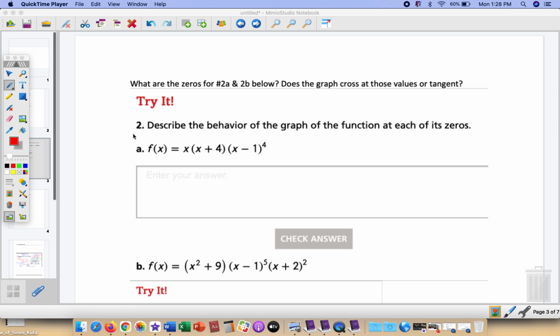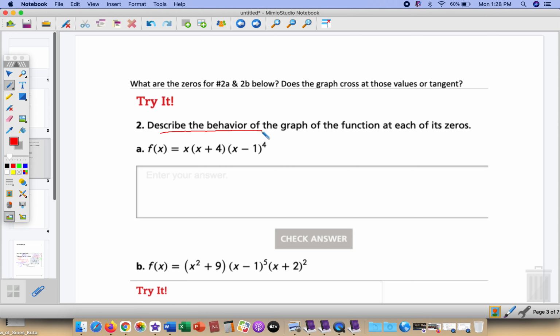As we did some of the other ones in class. If we have time at the end of the video, we'll go back and do the first two. So it says describe the behavior of the graph at each of these zeros.